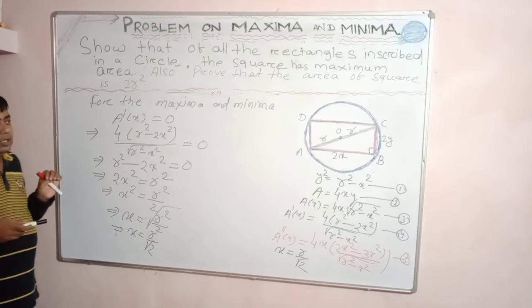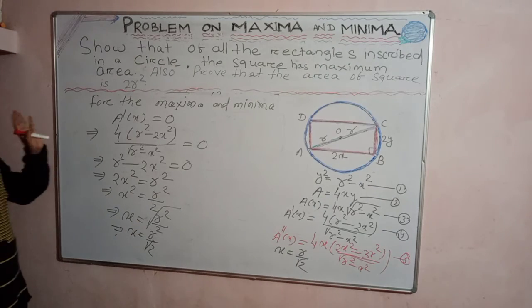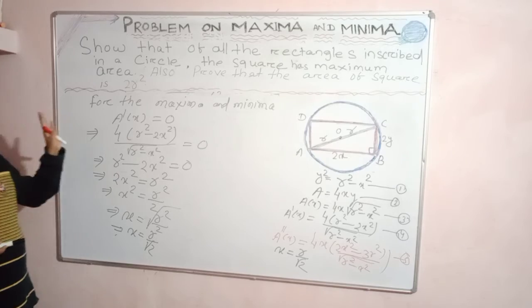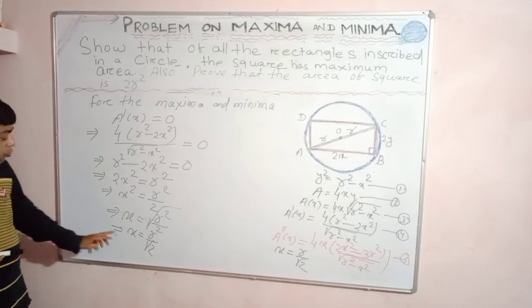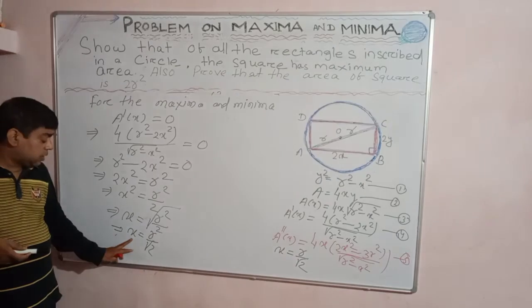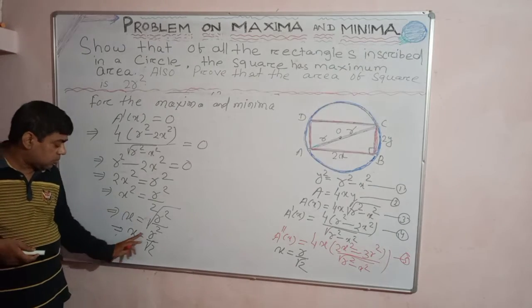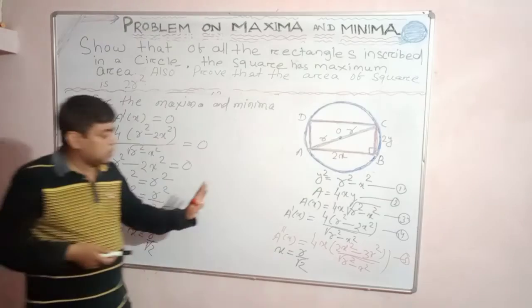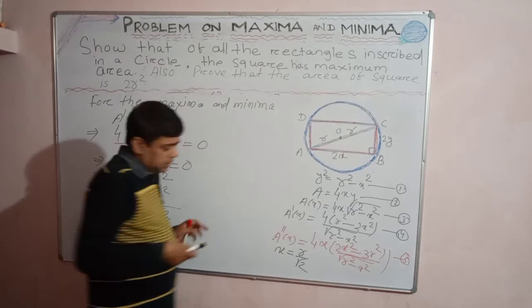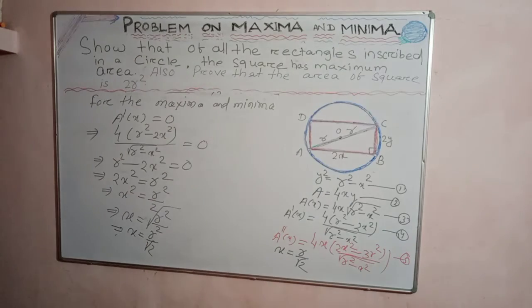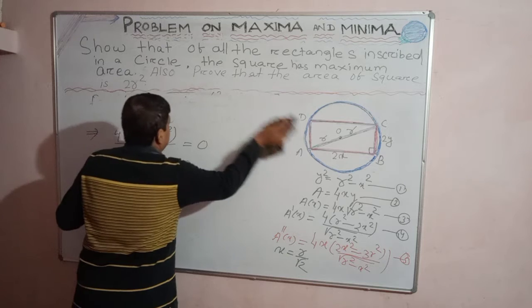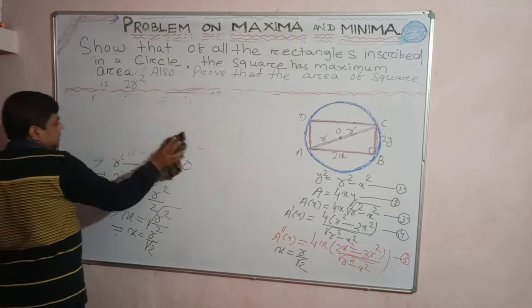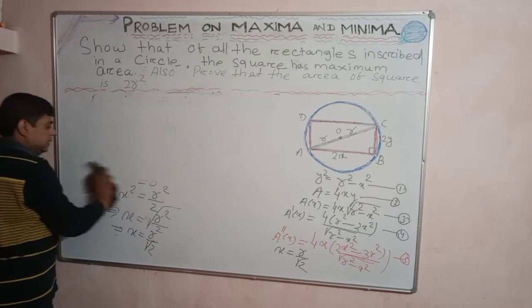Now we have to check whether the area of the function is maxima or minima. That's why you have to put this value of x, which is the critical point of the function, x is equal to r upon root 2, in the second order derivative A double dash x. Let's check: if the value becomes negative, then the area of the rectangle is maxima. Yes or no?